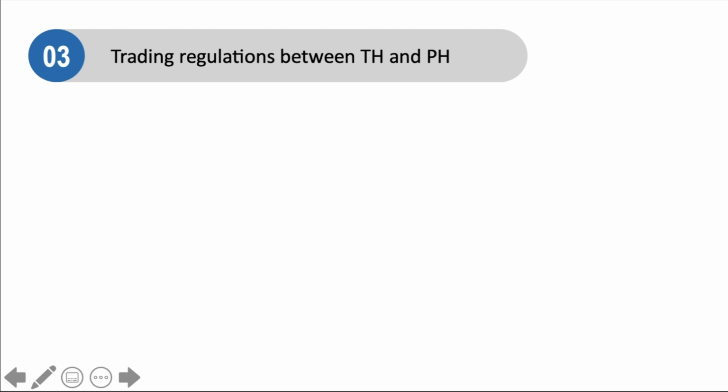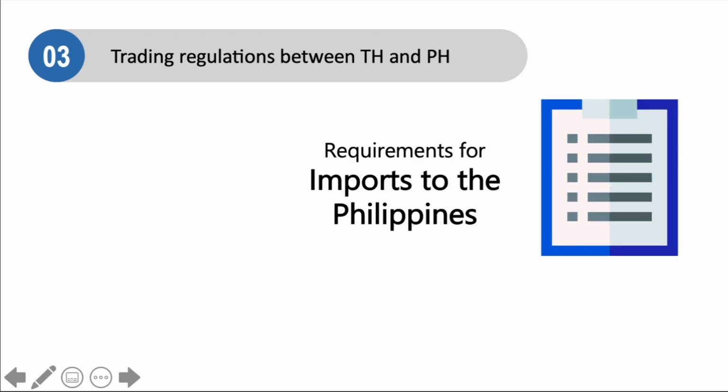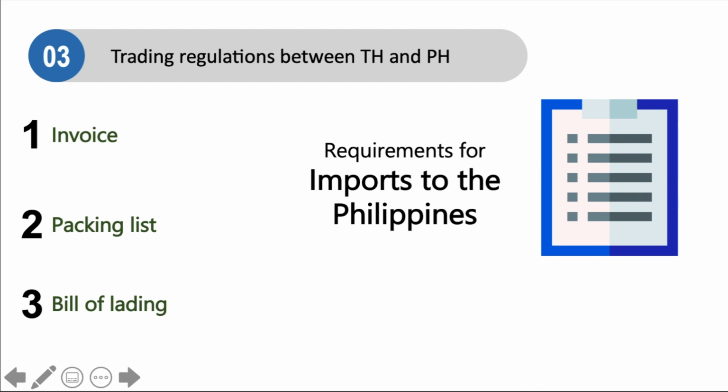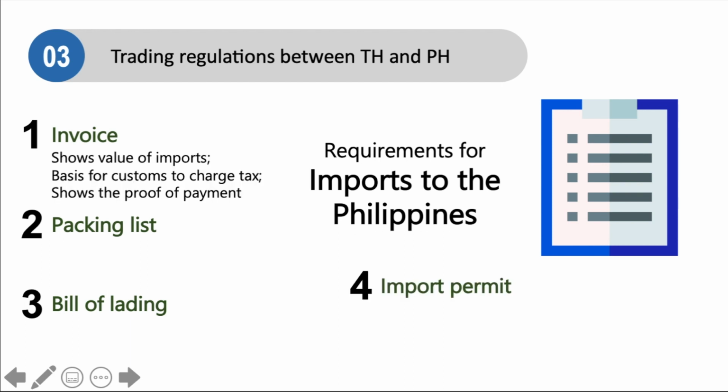Let us say, for example, you want to import a particular commodity to the Philippines. These are the requirements for imports to the Philippines. You have to secure the following: invoice, packing list, bill of lading, and import permit. For the invoice, this shows the value of imports and it is actually the basis for the Bureau of Customs to charge tax to that particular imported goods. And it shows the proof of payment for that particular commodity.